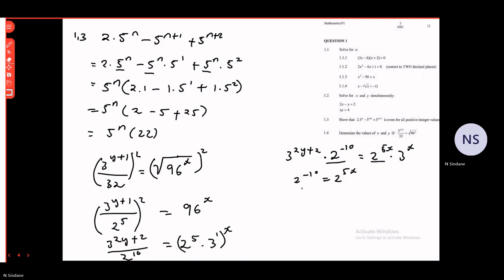Then bases are the same, leave them out, deal with exponents. This will be negative 10 is equal to 5x. Then divide by 5, divide by 5, this and that, they cancel. x is equal to negative 2, right?